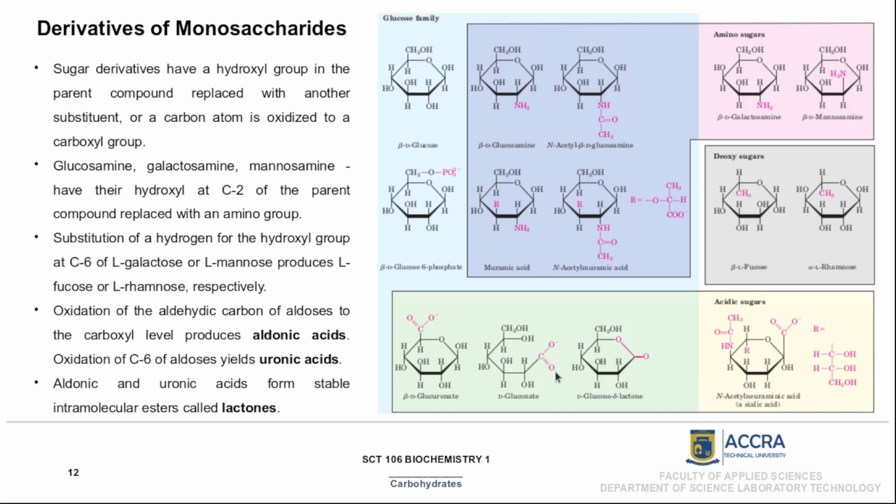If the oxidation is at the other end, on carbon number 6, this will be a uronic acid. Now, you can also have an aldonic acid forming an intramolecular ester, as you see here. This intramolecular ester formed from an aldonic acid is referred to as a lactone.